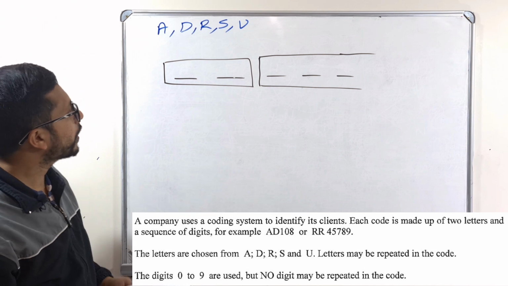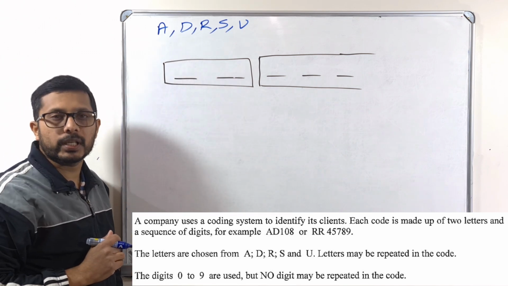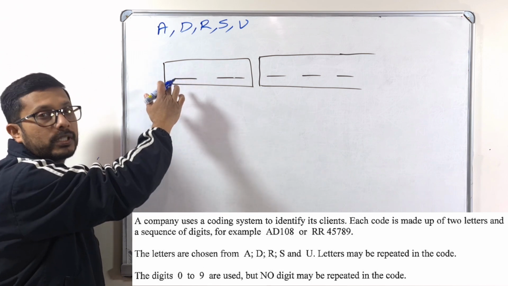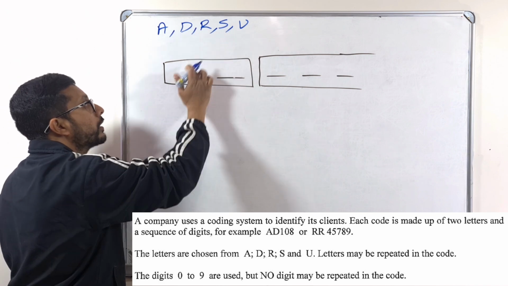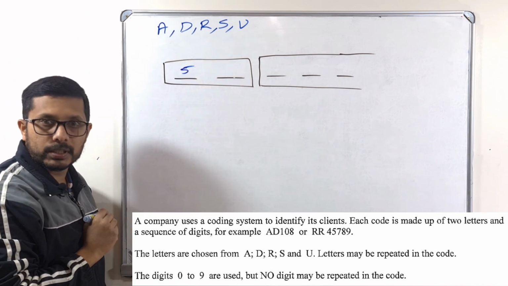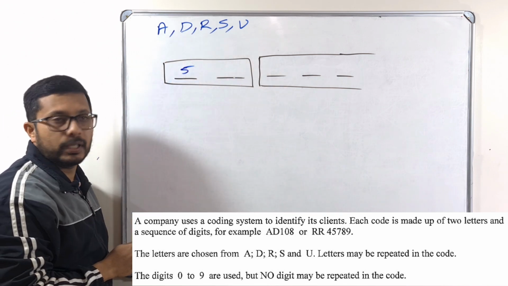Okay, so for the first position to be filled, how many options do I have? Either I can write A here, or D here, or R here, or S here, or U here. That means I have 5 different options there. Am I right? There are 5 letters.